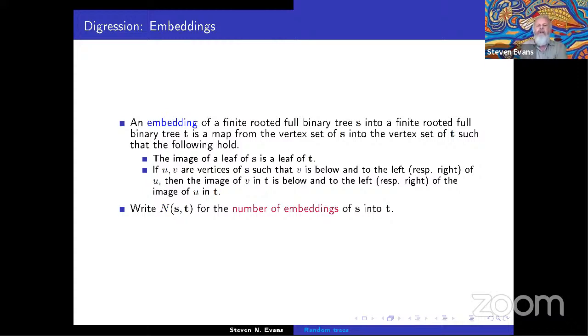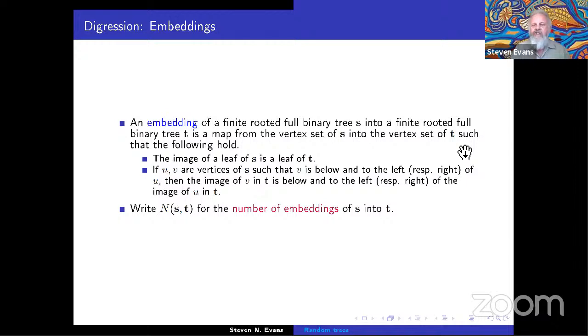And so some terminology that we'll need for describing the forward transition probabilities of this Markov chain is the notion of an embedding of a finite rooted full binary tree into another one. So if we've got a finite full binary tree S and another finite full binary tree T, then we say that an embedding of S into T is a map from the vertex set of S into the vertex set of T.